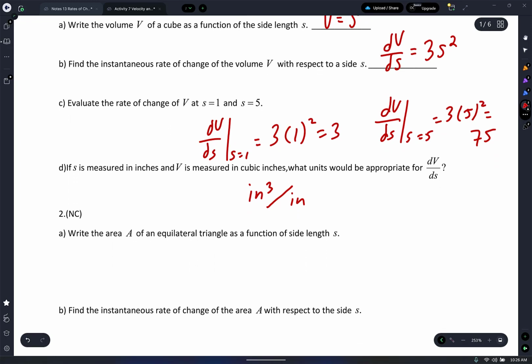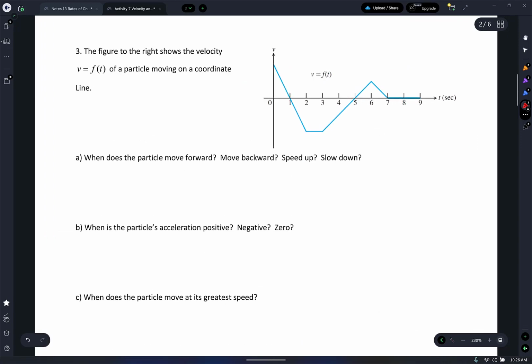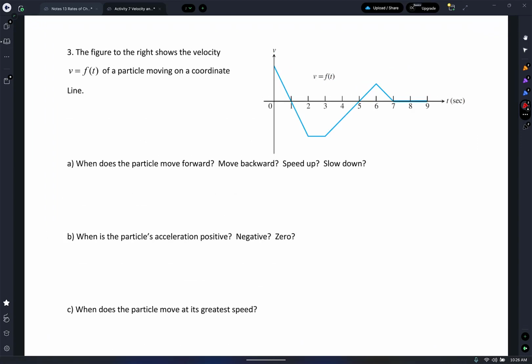I'm going to let you guys do number 2 whenever we get a chance, but go to question number 3. I like this one. The figure to the right shows the velocity. It labels the y-axis as velocity, so you don't have to put a v there, but that's fine. I did. Of a particle moving on a coordinate line.